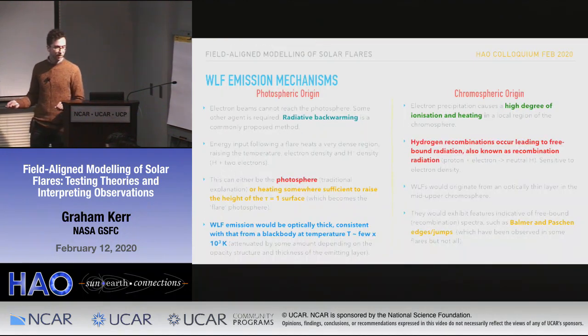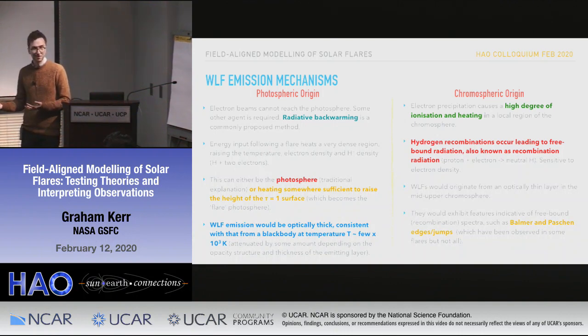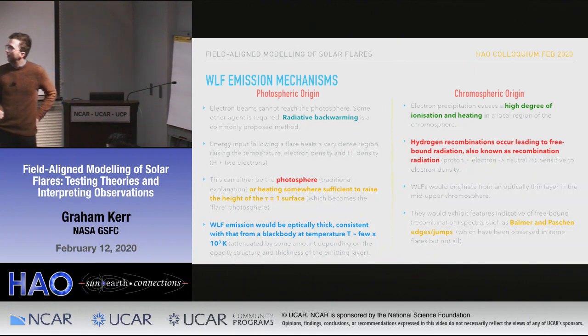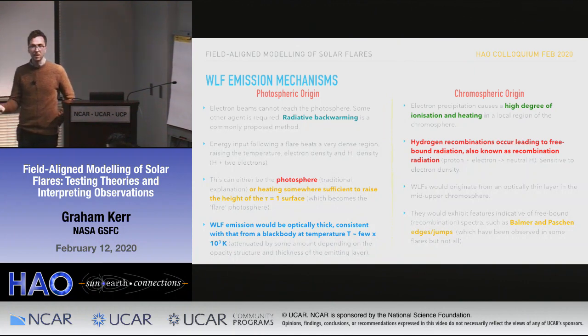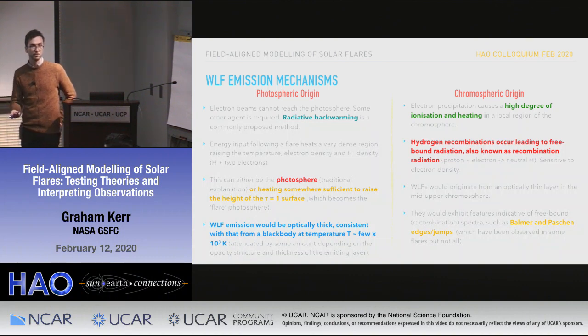And so this is a very simplistic overview of the two competing ideas of white light flares. Probably it's a mixture of mechanisms, but these are kind of the two camps, as it were. So one is you've got a photospheric origin, where you increase the temperature of the photosphere by a few hundred Kelvin, producing an optically thick source. It would be black body-like. But the problem here is electron beams as we currently model them cannot reach the photosphere or interpret the data from RHESSI.